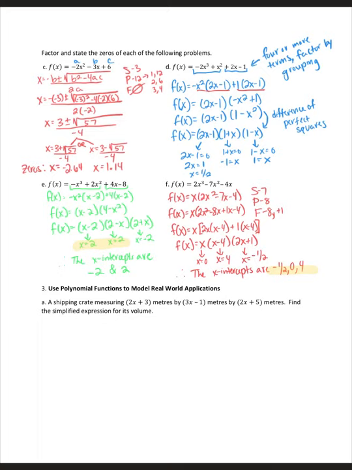So moving right along, we're going to start modeling real-world applications with polynomials. So it says a shipping crate measuring 2x plus 3 meters by 3x minus 1 meters by 2x plus 5 meters. Find the simplified expression for its volume. So remember, volume equals length times width times height. So we have our length, our width, and our height. We're just going to substitute in to that equation.